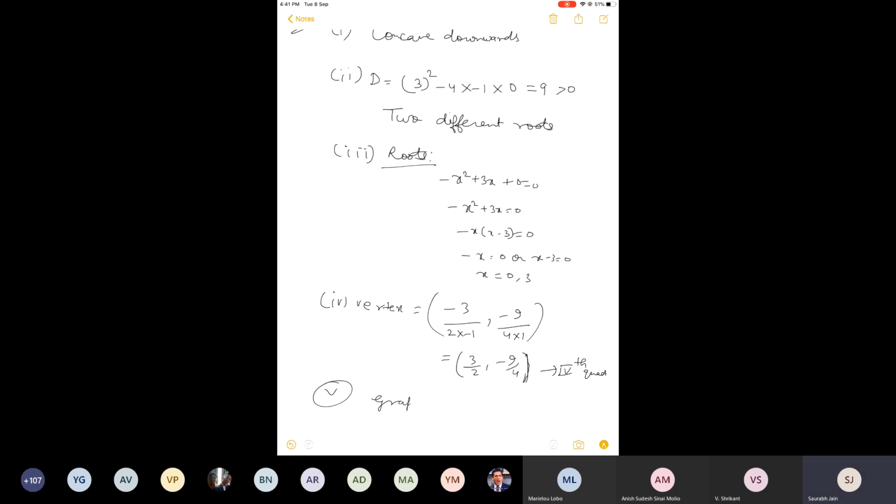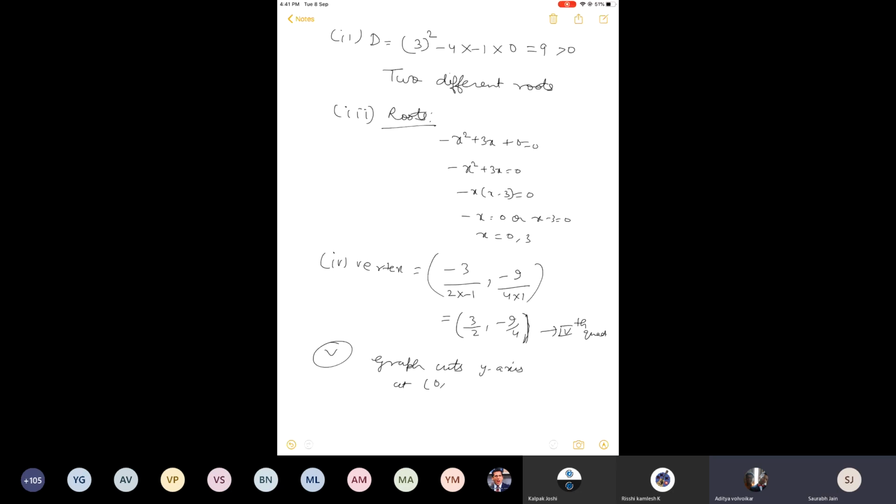Graph cuts y-axis at. So I'll put x equals 0. Sorry, the vertex: minus of 9 upon 4 times minus 1. So it is 4 into minus 1, right? So minus of minus 9 by 4. As a result, it will be 3 by 2 comma 9 by 4. Yes, so it will be the first quadrant and not the fourth one. Yes, correct. Good. So first quadrant.